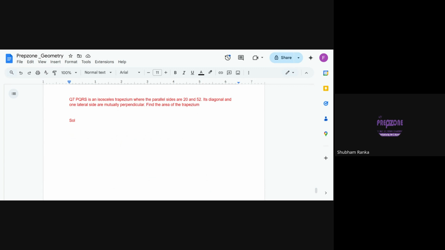Okay. In the meantime, you can solve this question. It's on an isosceles trapezium, and it's asking you to find the area of the trapezium.